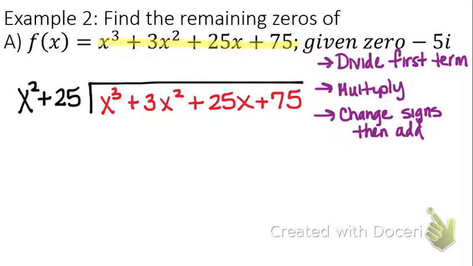All right, so when I say divide the first terms, I'm talking about literally the first terms, which in this example would be x cubed by x squared. So I want you to take the x cubed. If you take x cubed and divide that by x squared, what would you get? x. Put that x on top.